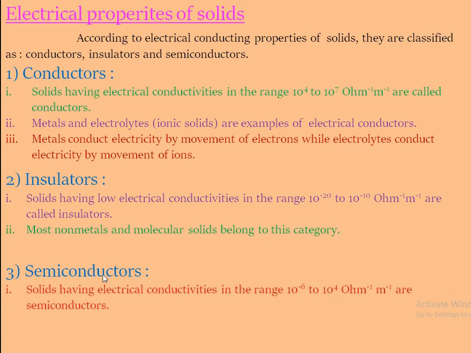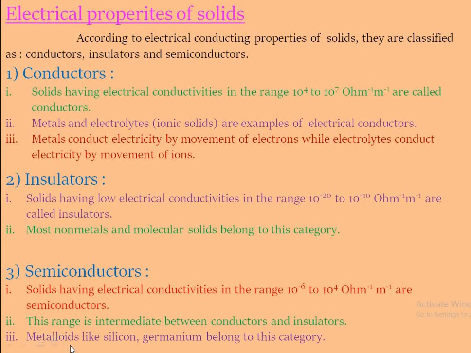Next is the semiconductor. Semiconductors are substances whose electrical conductivity is in the range 10 raised to minus 6 to 10 raised to 4 per ohm per meter. This range is intermediate between conductors and insulators. The metalloids silicon and germanium belong to this category. These are examples of semiconductors.